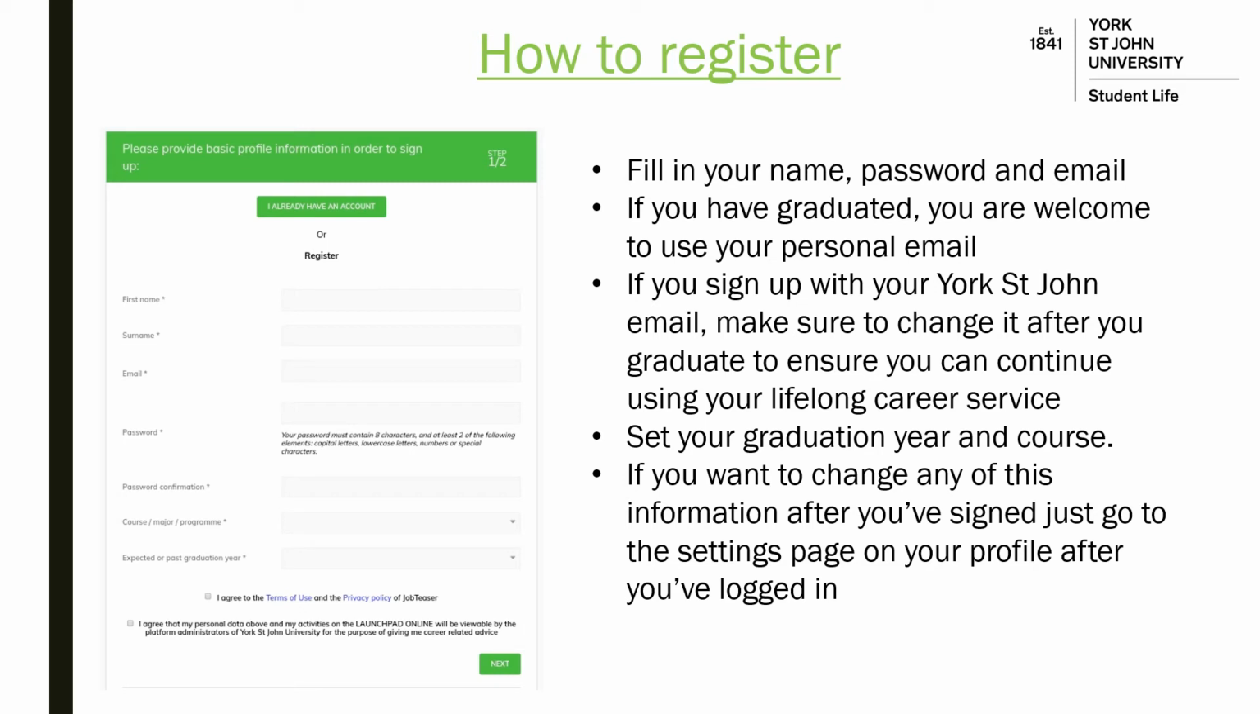Once you've clicked sign up, you are taken to this page here, which is asking for basic account information. Then fill in your name, email, password, year of graduation and course. If you have graduated, you can use your personal email. If you use your York St John email, make sure to change it when you do graduate to allow you to have continued alumni access. If you want to change any of this information after setting your account up, you can do so through the settings in your profile after you log in.